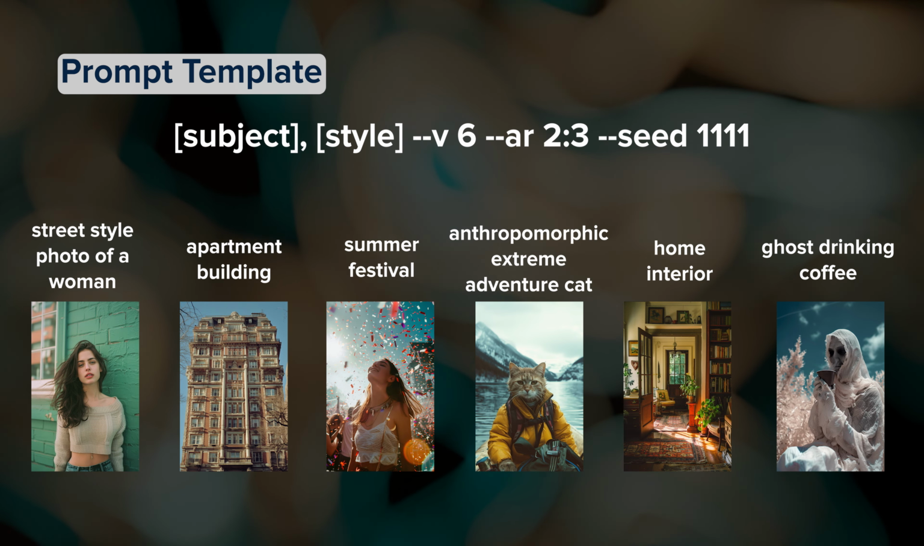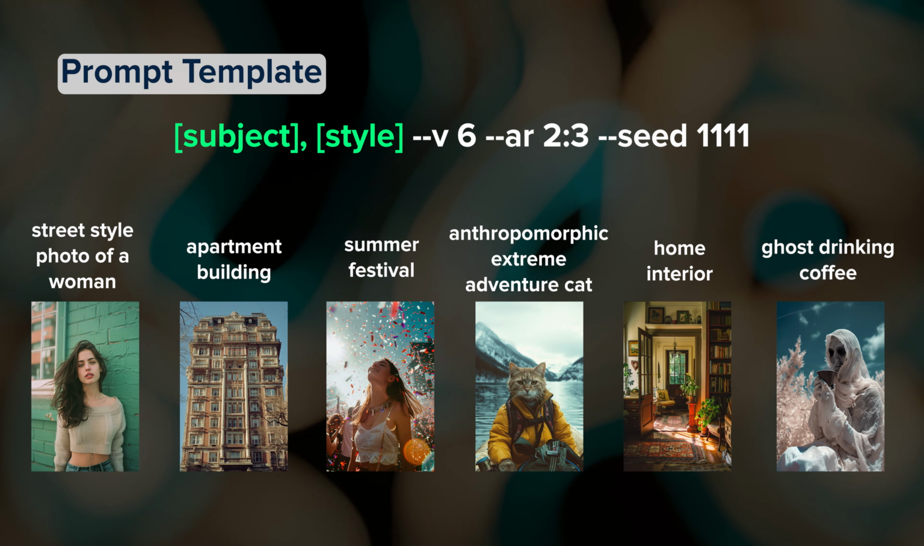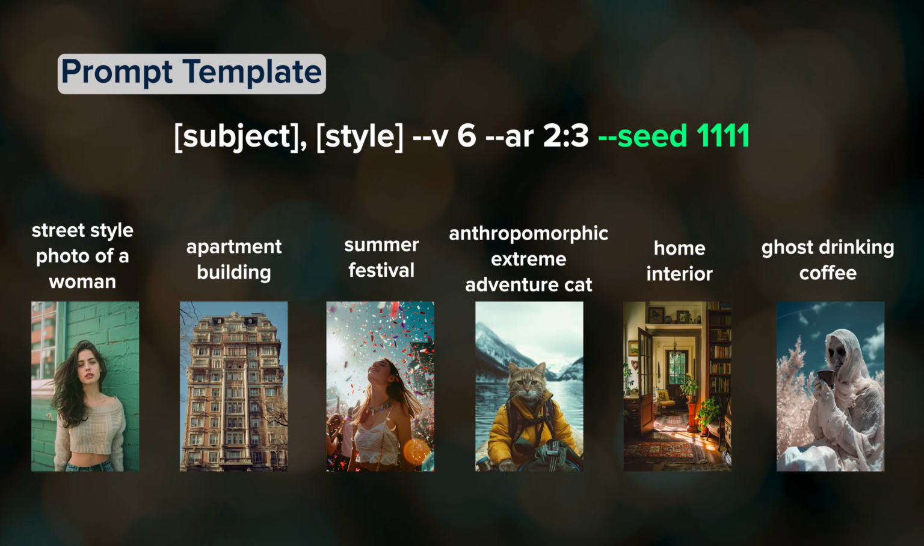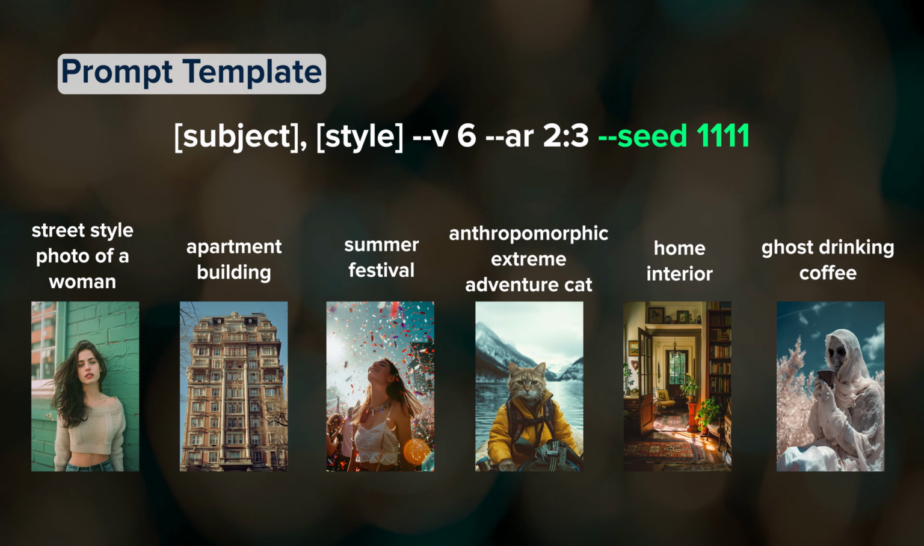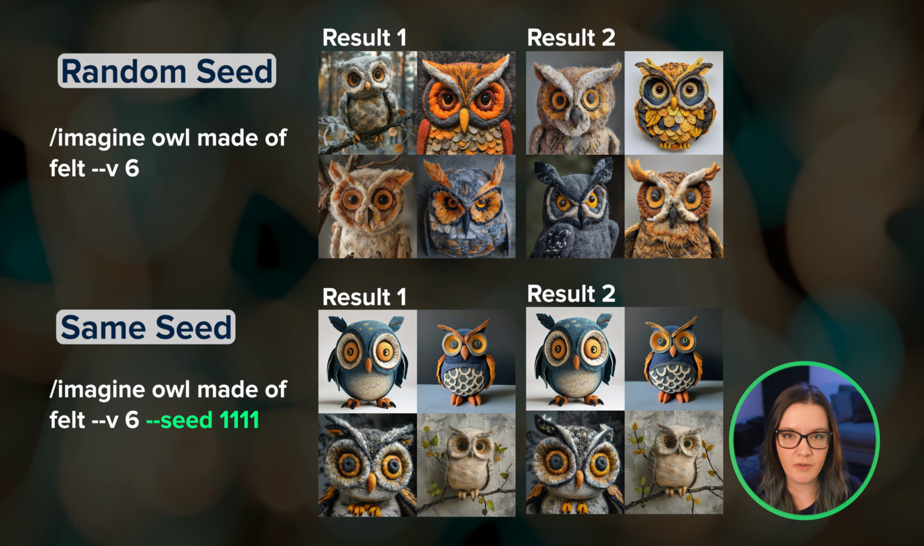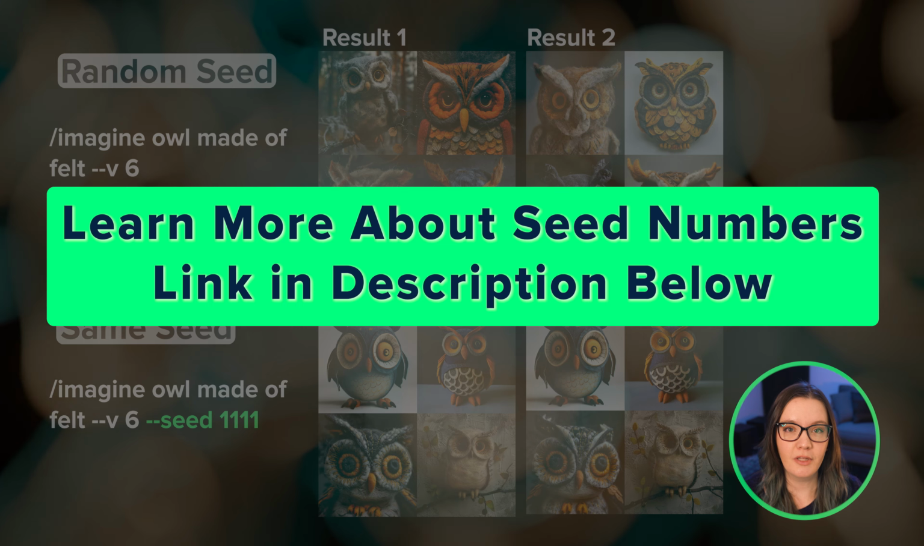For simplicity, the prompt structure for each example will be subject, style, with an aspect ratio of 2:3, and the same seed number of 1111. You don't need to include seed number in your prompts. I'm doing it for this video series because it allows for reproducibility. For more information on using seed values, you can check the link in the description below.